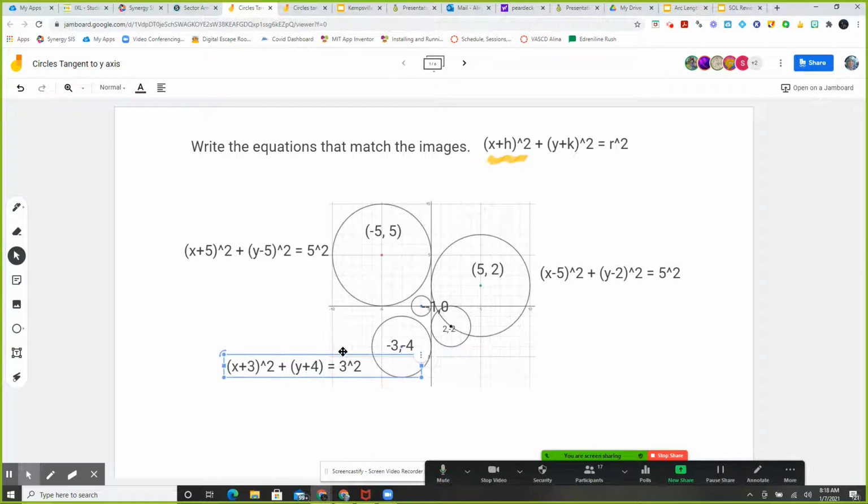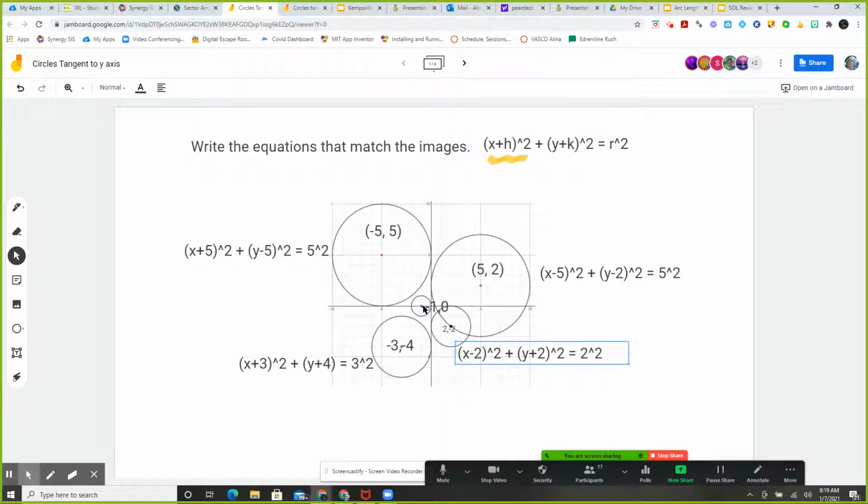I'm going to move this one over here just for space. What about the 2, negative 2? Help me write that one. X plus 2 or minus 2? Minus 2. Minus 2 squared plus y plus 2 or minus 2? Plus 2 squared, and then equals, what's the radius of that circle? 2 squared. Oh, wow, we've got a lot of 2's in there. And then our last one, this one, is that negative 1, 0?